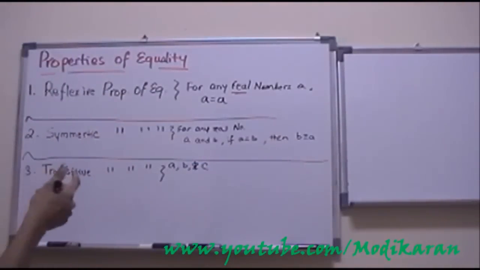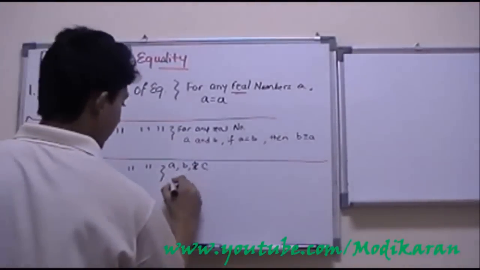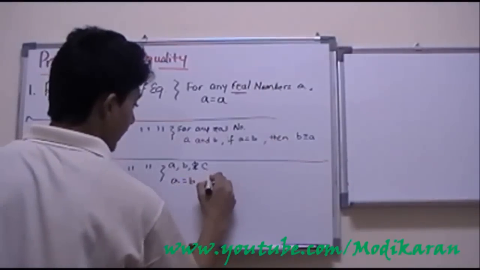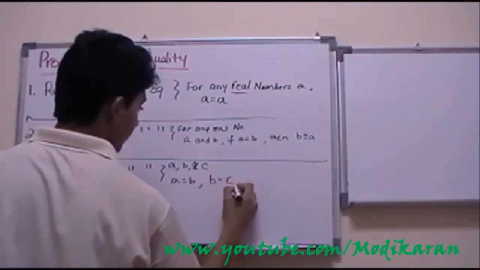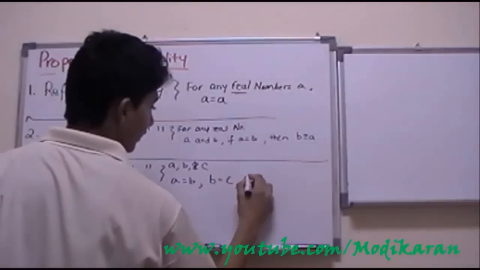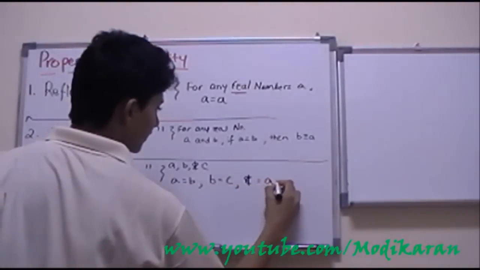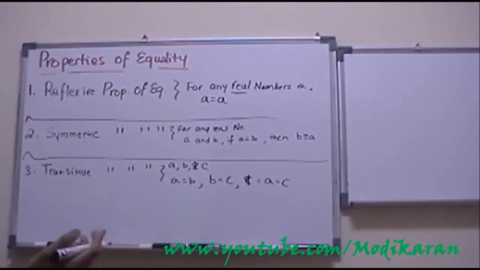Okay, you have values A, B, and C. If A is equal to B, and you know that B is equal to C, we can predict that A is equal to C. That is the reason why it's called the transitive property.